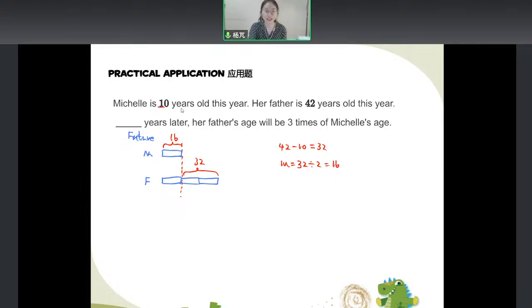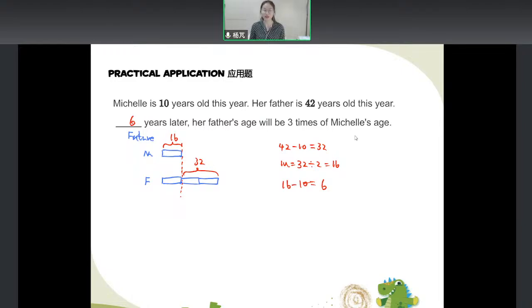And today, this year, Michelle is 10 years old. Do you know how many years later? How many years passed? 16 minus 10 equals 6. So 6 years later, Michelle will be 16, and then her father will be 3 times Michelle's age. Very key information: the difference never changes.